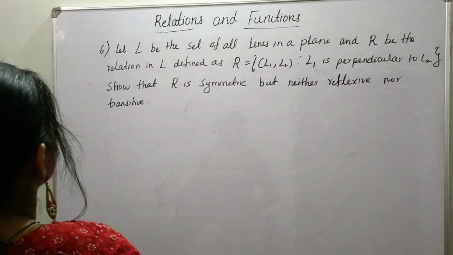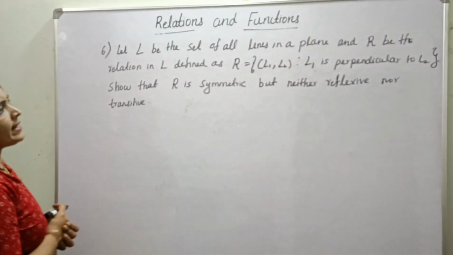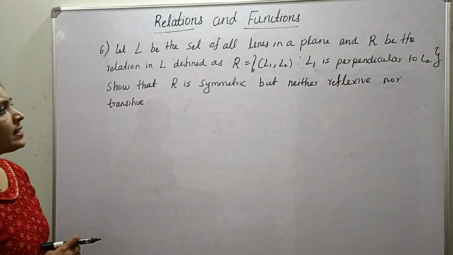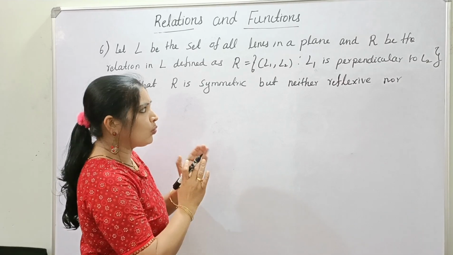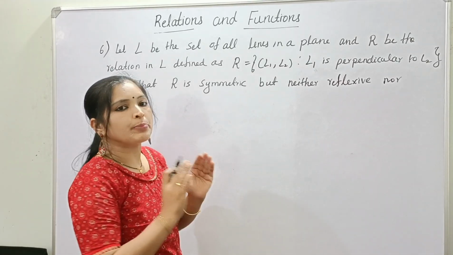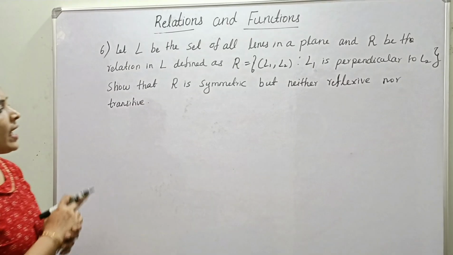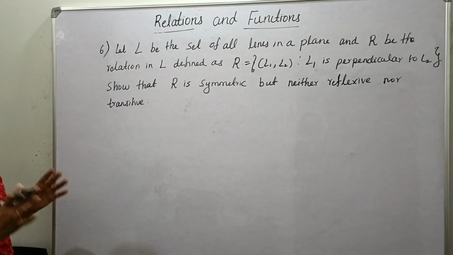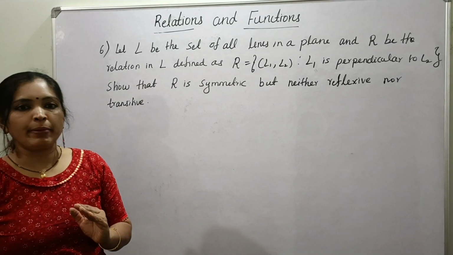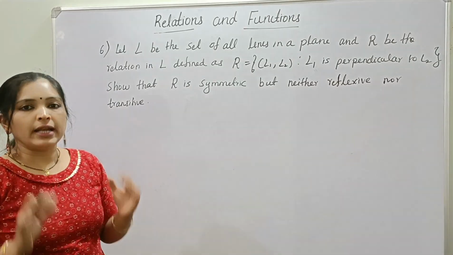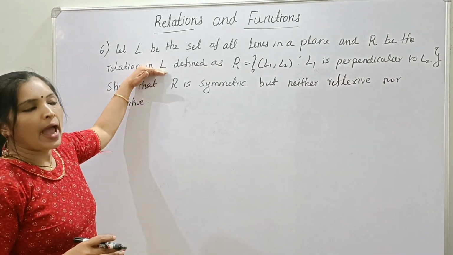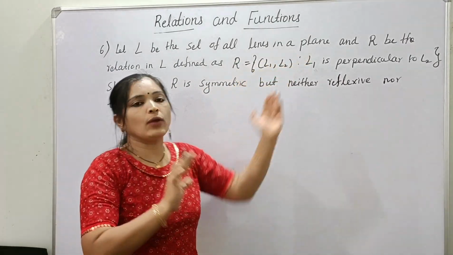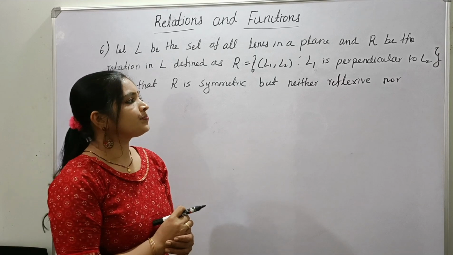Look at the next question. Let L be the set of all lines in a plane and R be the relation in L defined as R is equal to the set of ordered pairs (L1, L2) such that L1 is perpendicular to L2. Show that R is symmetric but neither reflexive nor transitive. So here L is the set of all lines in a plane, and R is the relation in L defined as ordered pair (L1, L2) such that L1 is perpendicular to L2.